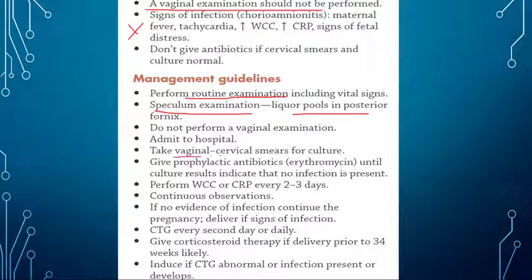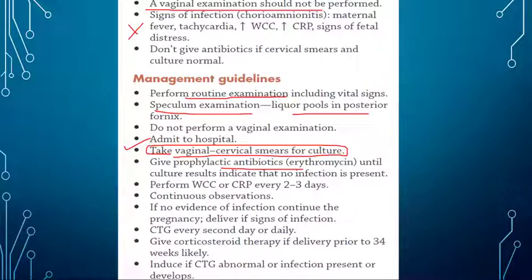And also we will take a vaginal and cervical swab for culture. Once you have taken the swab, then you start the antibiotic erythromycin. And then you do the blood test regularly every 2 to 3 days to find out if the patient is developing any sign of infection. If there is no sign of infection and the swab result comes back negative, then you can stop the antibiotic. You will also continue the ultrasound and CTG every second day.